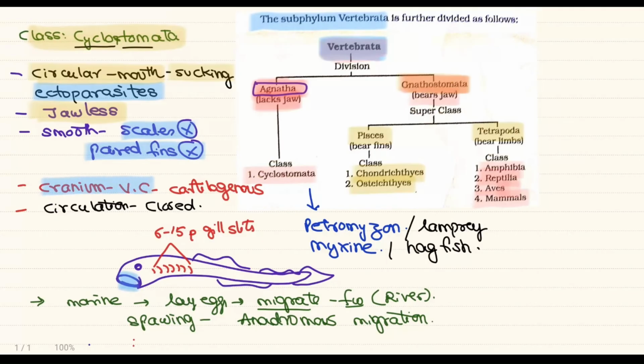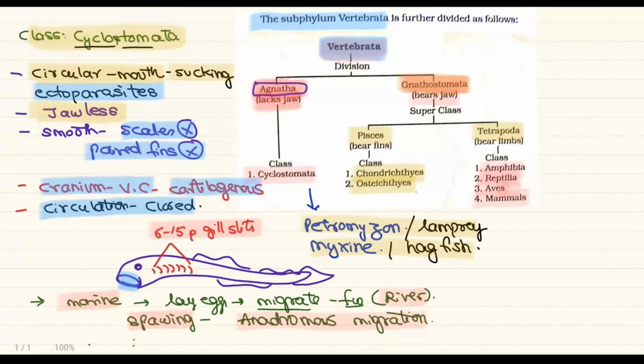The cranium and the vertebral column are made up of cartilage. As usual, they have a closed type of circulation. 6 to 15 pairs of gills help in the respiration process, present on the sides of the pharynx. Animals are marine, but for the spawning process, they migrate to the river. This is called anadromous migration. The adults die and the larvae return to the ocean after metamorphosis. The most common examples in this class are Petromyzon lamprey and Myxine hagfish.